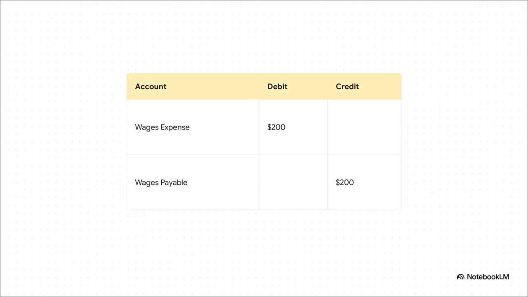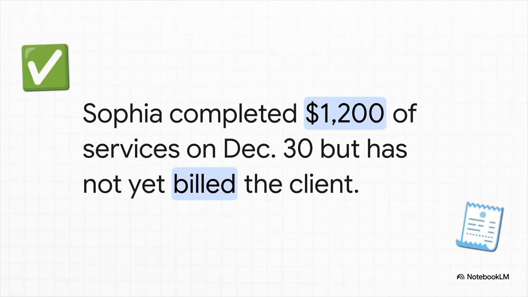To get this right, we debit wages expense for $200 to make sure that cost is counted in December. Then we credit a liability account called wages payable for $200. This is basically an IOU. It shows that Sophia owes the money even though she hasn't paid it yet. A perfect match. Okay, one last example, this time an accrued revenue.